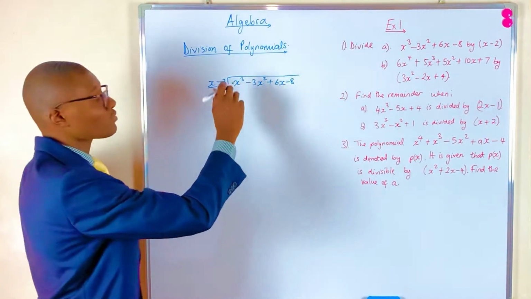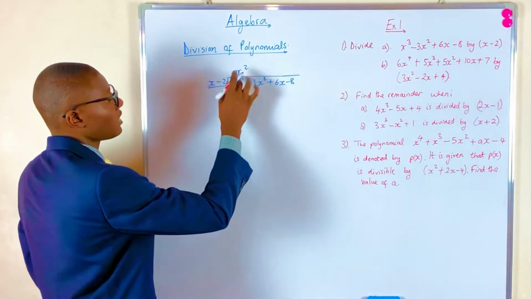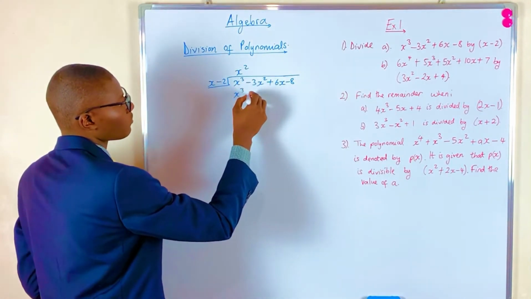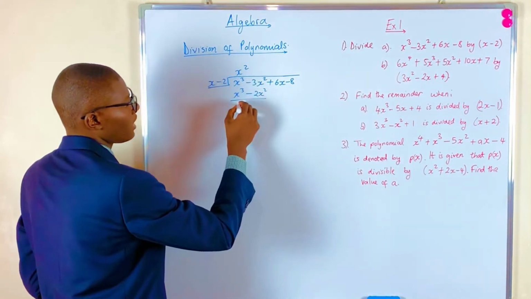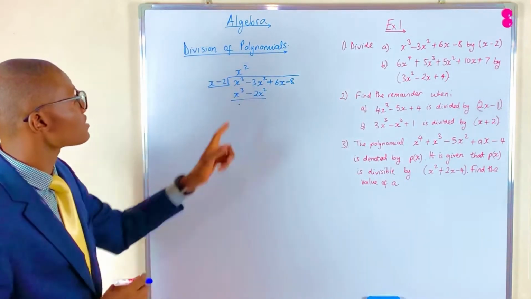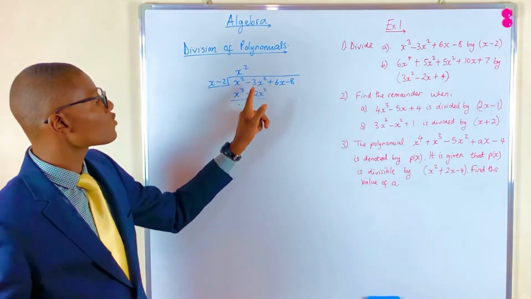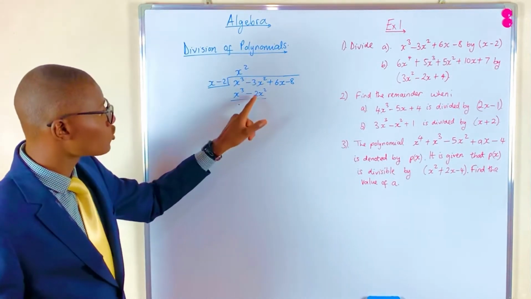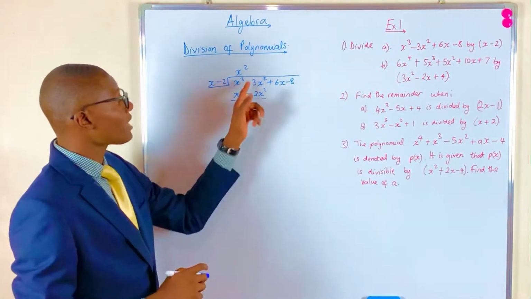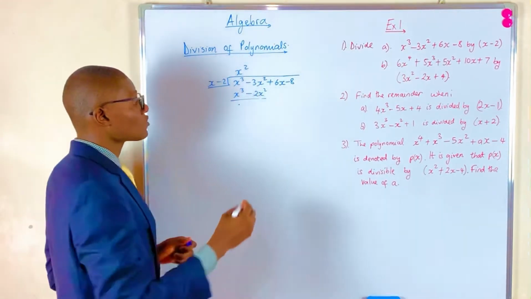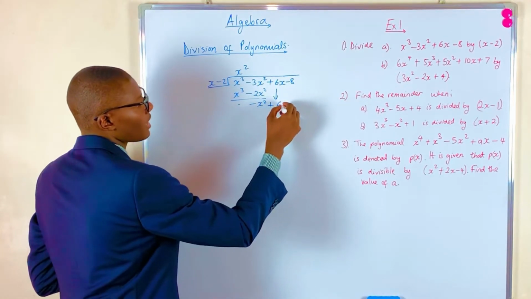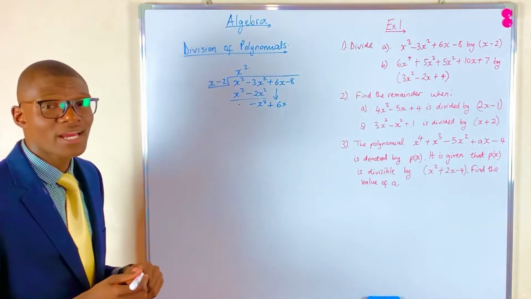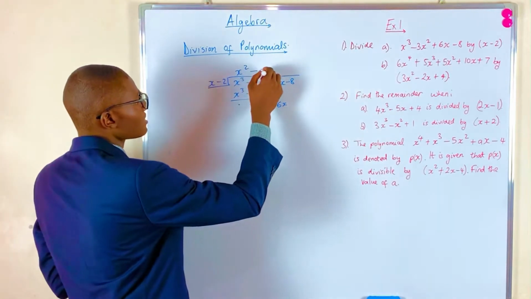X into x to the power of 3, we get an x squared. Then x squared times x, we get x to the power of 3, minus 2 times x squared, that's 2x squared. Then x to the power of 3 minus x to the power of 3 is 0. And then minus 3x squared plus 2x squared, we get a minus x squared. Then we drop the plus 6x, to say x into minus x squared, we get a minus x.